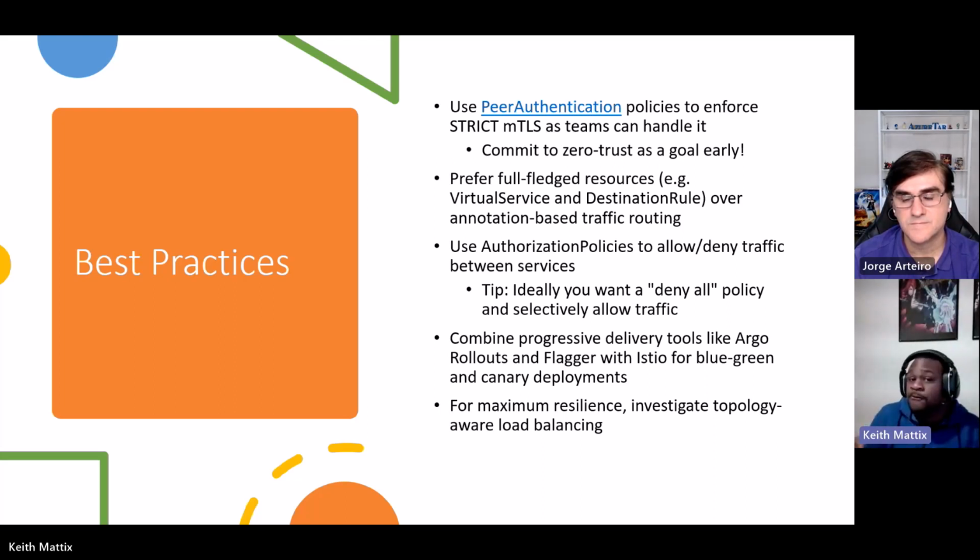Number two, prefer full-fledged resources like virtual service and destination rule over annotation-based routing. I didn't even touch on the traffic shifting capabilities, version capabilities, specific outlier detection, regional load balancing that Istio supports. All of that power is in virtual service and destination rule. And while it may be tempting to use annotations to do versioning and stuff like that, it's going to be more robust and future-proof for you to use the full-fledged resource.